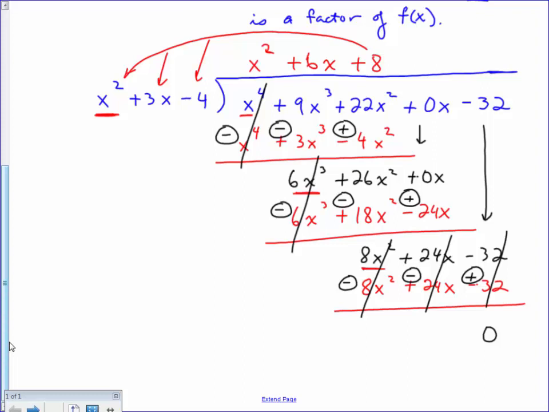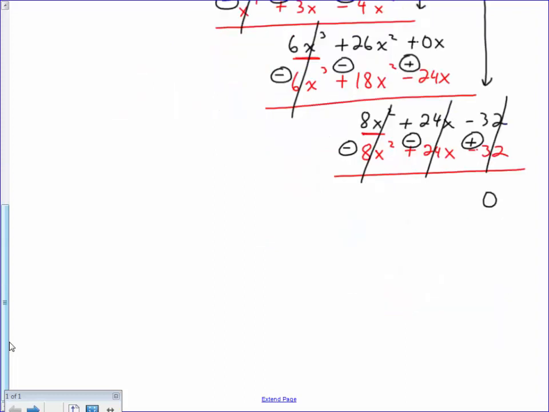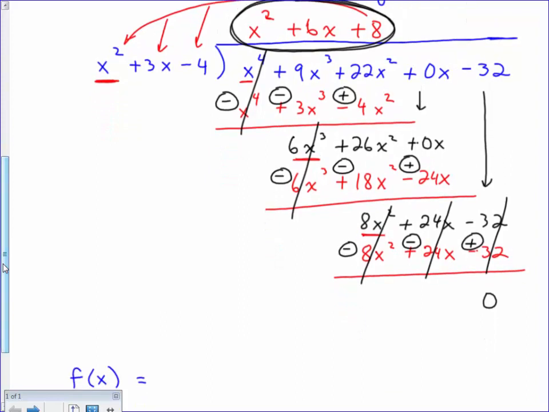What does that tell you? That tells you that this quotient is another divisor of f of x. So what I need to now do is write my f of x function in terms of the divisor times the quotient. So I would write f of x equals, I divided by x squared plus 3x minus 4. I got a quotient of x squared plus 6x plus 8. I got a remainder of 0. Because the remainder is 0, I need not write that part.